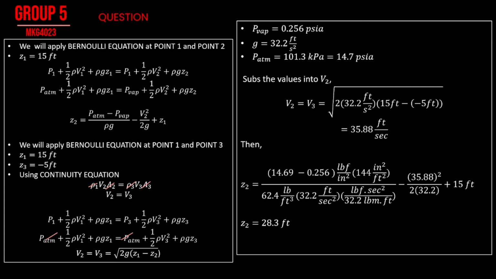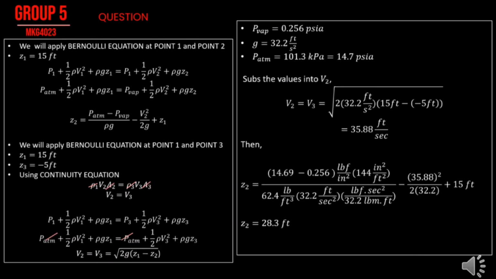So we get P_vapor equals 0.256, g equals 32.2 feet per second squared, P_atm we get 101.3 kPa. Then substitute the values into V2. So we get V2 equals V3 equals 35.88 feet per second. After we insert all the formulas and given data, we get the maximum height, that is 28.3 feet.